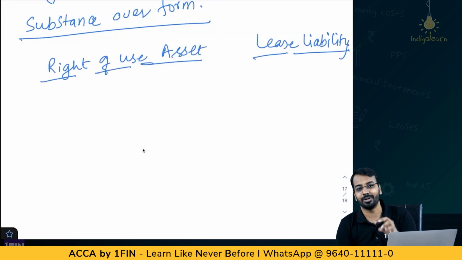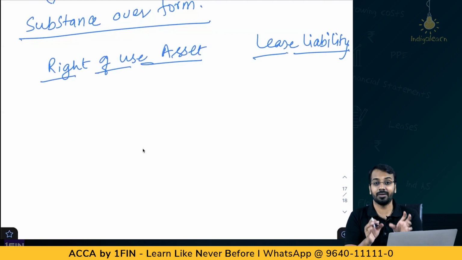We get a right to use the asset and a lease liability. Lease liability is nothing but the liability to make these payments. There are more components included, but broadly, when I take an asset on lease, say for example, I've taken this computer on lease, I say I have a right to use this asset. So I will recognize that asset in my books and I'll say there is a lease liability.